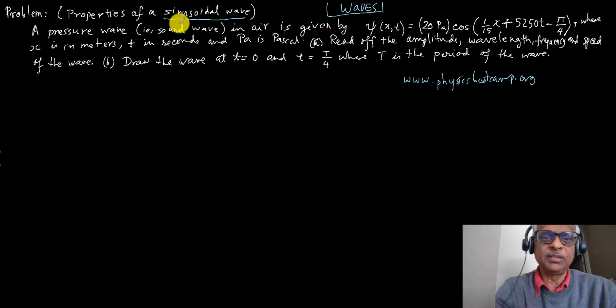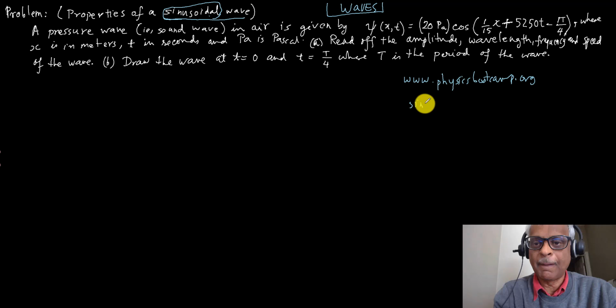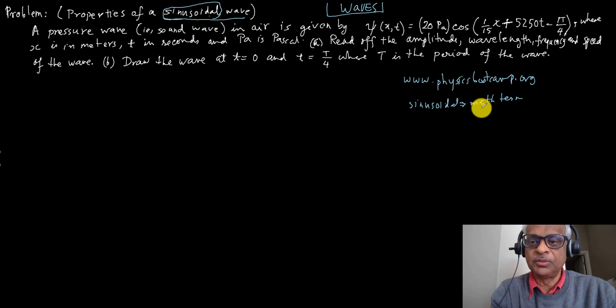So what is this thing, sinusoidal? Sinusoidal refers to a mathematical property. It's a math term. It basically means the sines and cosines. Sometimes it's also called harmonic, because these are harmonic functions.